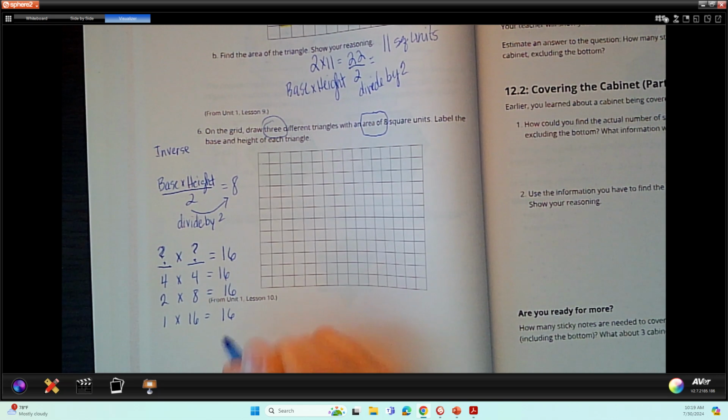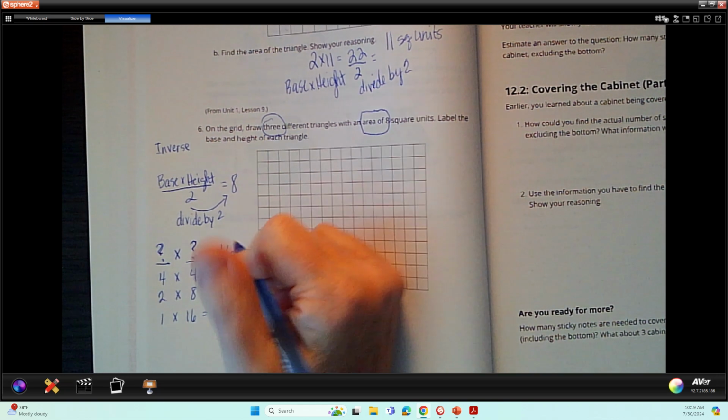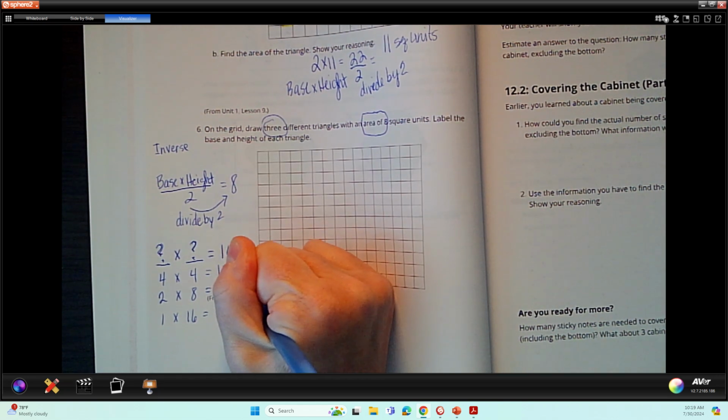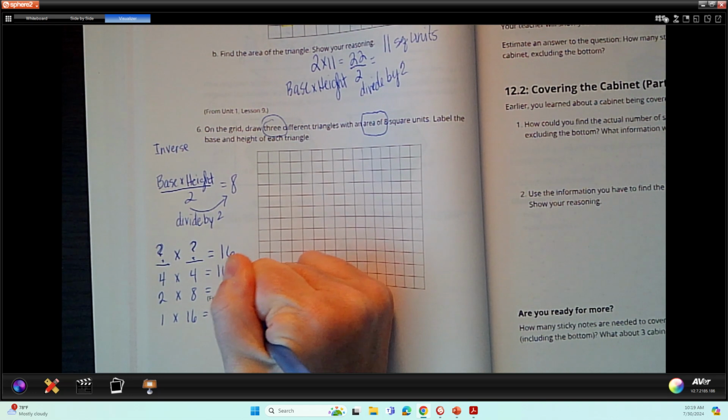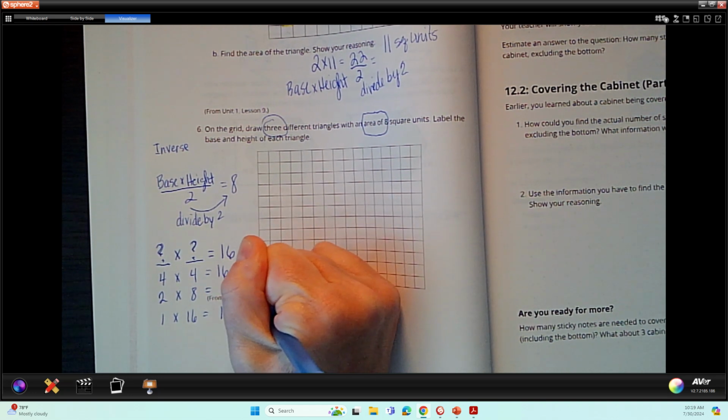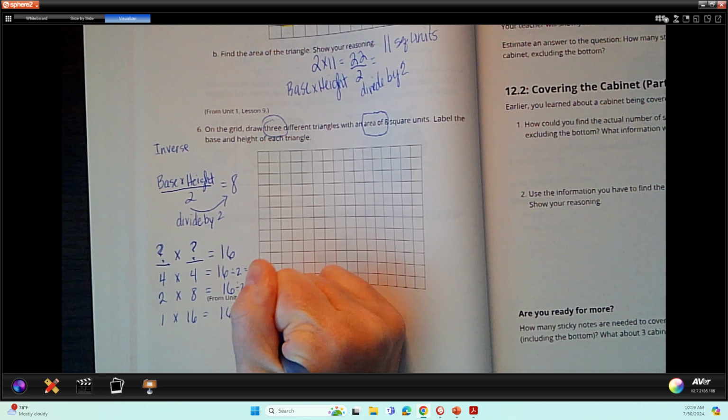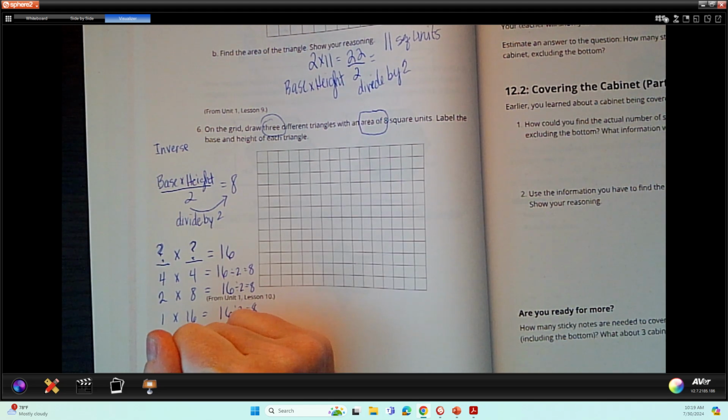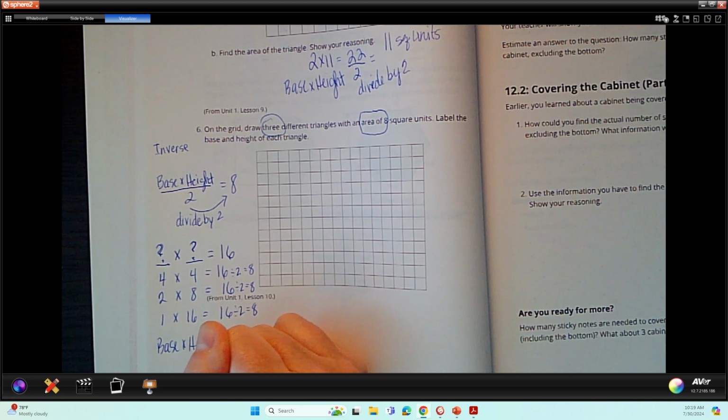Now, all three of these, if I divide by 2, will give me 8. See how I did that? All three of them will give me an area of 8. So now I just have to construct them. Base times height. Now, always start with the base.